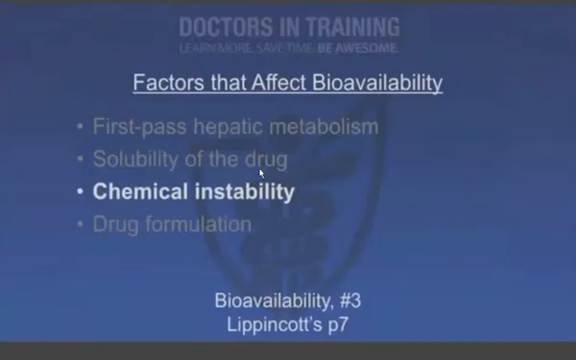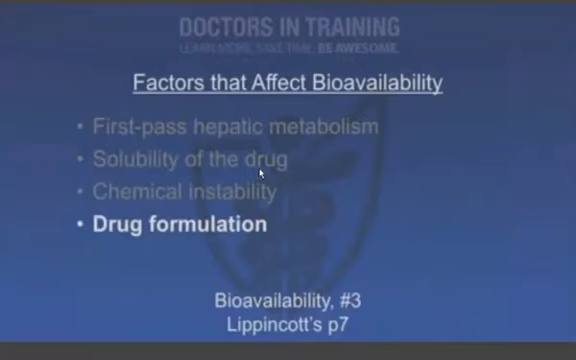The third factor that influences bioavailability is chemical instability. We talked about whether or not a drug is going to be degraded in gastric acid or be degraded by enzymes. Any drug that's degraded is going to have pretty low bioavailability, maybe even zero bioavailability if it's totally degraded. And then the fourth factor that influences bioavailability is the drug formulation.